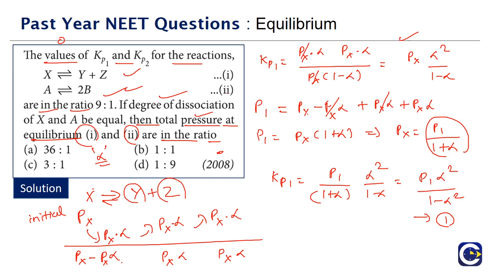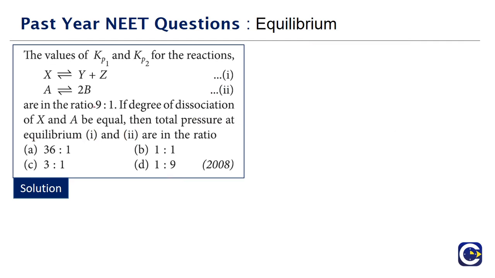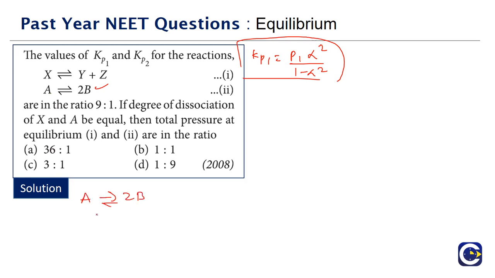Now we'll go on to the second reaction. Maybe I'll just write the first expression down here so that we'll be able to remember this. What is the first expression we have derived? Kp1 is equal to P1 into alpha square by 1 minus alpha square. Let's keep it because we are going to use this. Now let's come to the second equation. The second equation is A gives rise to 2B. So here again, let Pa be the initial pressure of A, and alpha is the same. For both of them we have the same degree of dissociation alpha.